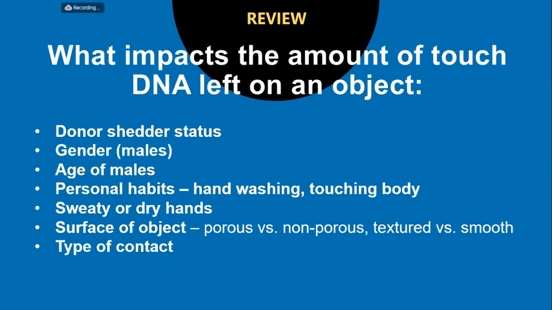And then the surface of an object makes a difference. If the object is porous or non-porous, textured or smooth, those objects that are textured are more likely to collect DNA. And we can look at that when we look at the research studies that have developed touch DNA from clothing. Most clothing is textured, and in our case study, the part of the clothing that was textured was where we developed a STR DNA profile that was from touch DNA on that textured part of the fabric. And then the type of contact makes a difference.